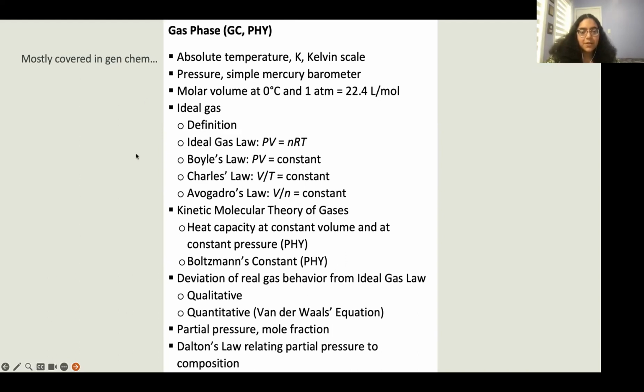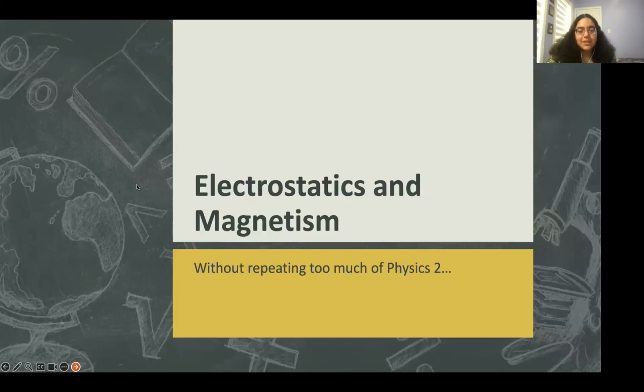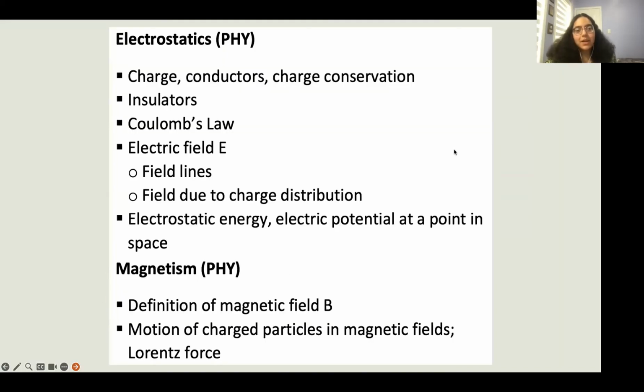All right, so the next part, electrostatics and magnetism. So leading into more physics 2 content. What they want you to know about it is charge, conductors, insulators, Coulomb's law, and electric fields. So again, just a lot of the physics 2 stuff you've seen, electrostatic energy. But also, again, as we said in the beginning, there's no calculus on this.